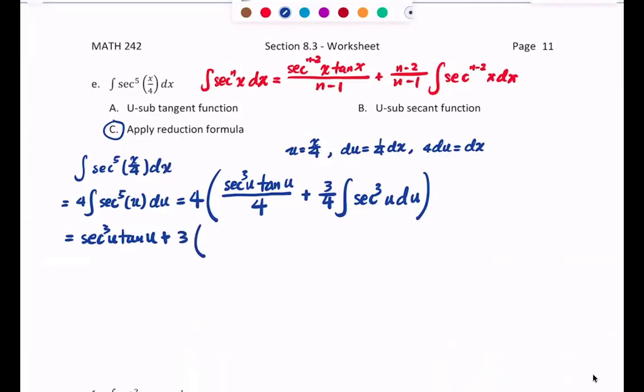And then we do a second round application of the reduction formula. This time n is 3. 3 minus 2 is 1. 3 minus 1 is 2.